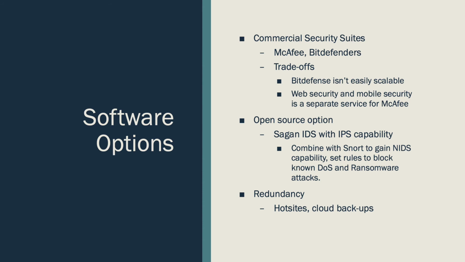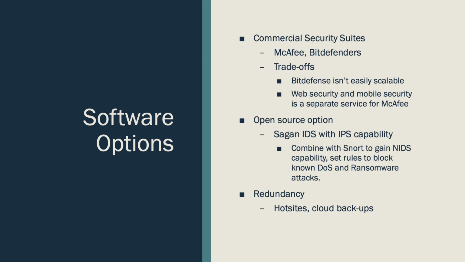Both the McAfee and Bitdefender suites incorporate automated antivirus software, threat monitoring, machine learning-based heuristic intrusion detection capabilities, and intrusion prevention system capabilities. However, while Bitdefender has ransomware protection as a default, it is not scalable for large enterprises. McAfee, on the other hand, is scalable but itemizes web security as a separate cost.